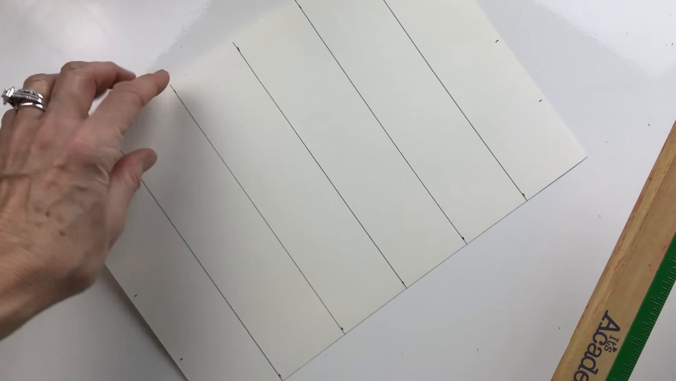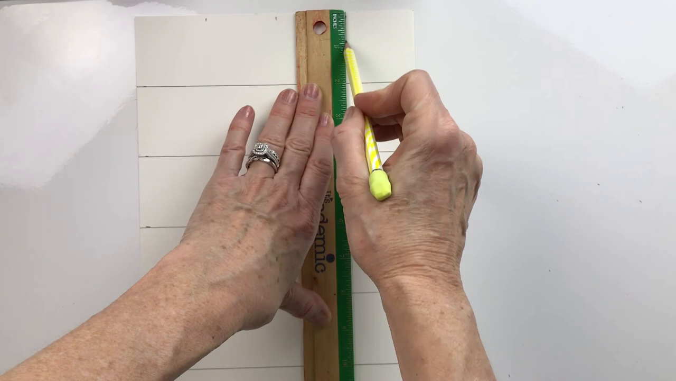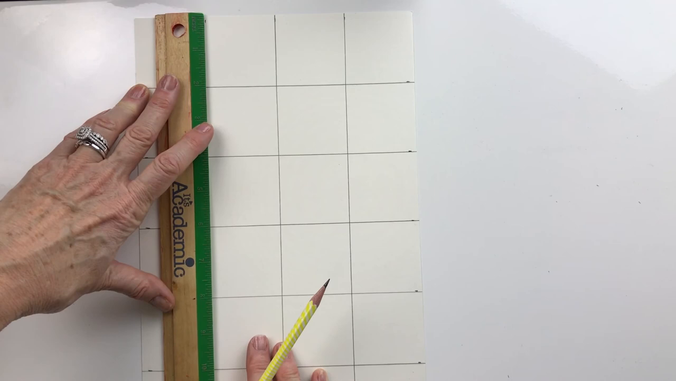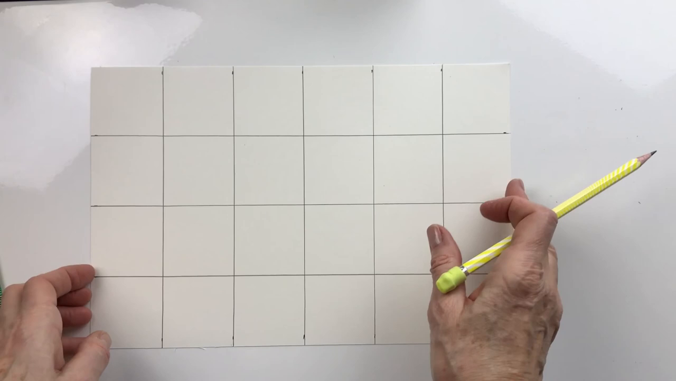I'm going to turn my paper lengthwise. So now I'm going to draw from the top to the bottom, lining them up again, so you can see down here. And I'm going to go all the way across. Okay, so now I have a 2-inch by 2-inch grid.